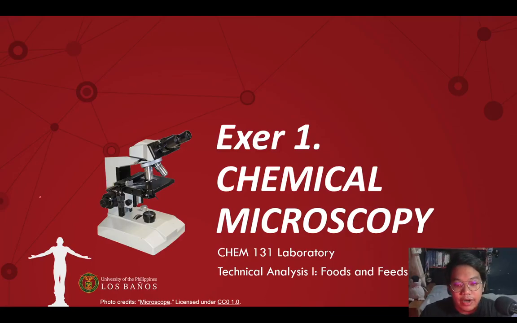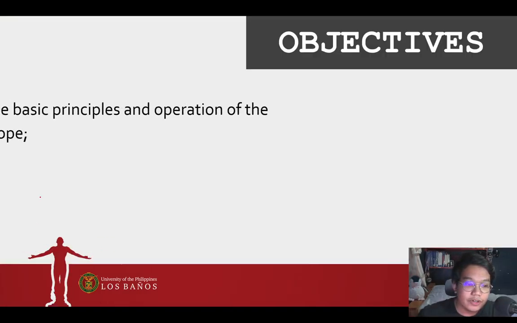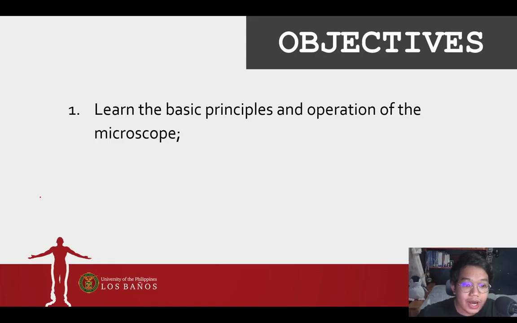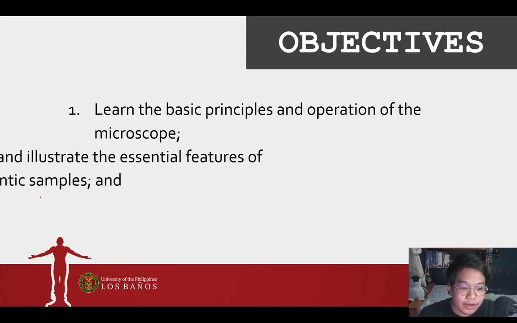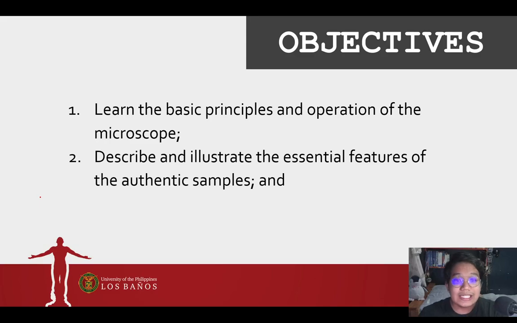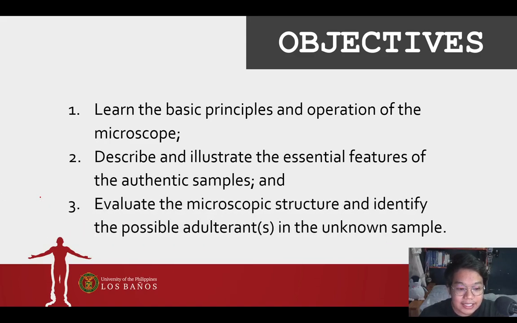So, good day everyone. This will be the presentation for the pre-lab discussion of exercise 1 entitled Chemical Microscopy. The objectives of this module are, first, to learn the basic principles and operation of the microscopes. Next, to describe and illustrate the essential features of the authentic samples. And lastly, to evaluate the microscopic structure and identify the possible adulterants present in your unknown sample.